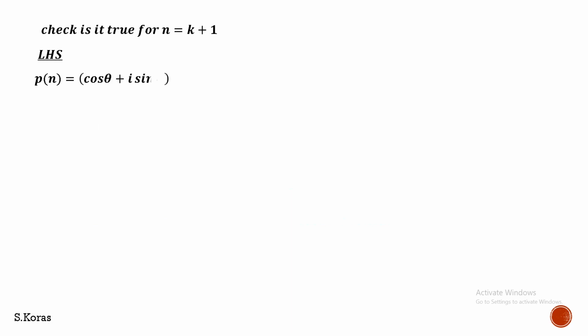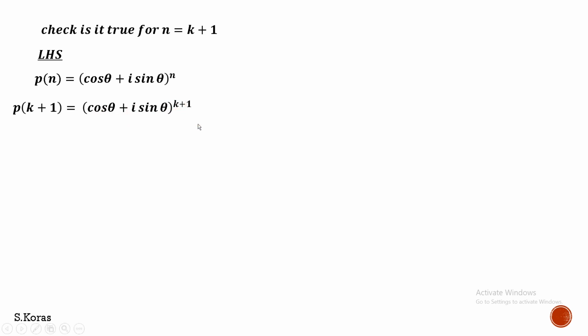Let's go to the left hand side, that is P of n is equal to (cos theta plus i sin theta) the whole power n. Now let us replace n by k plus 1. So P of k plus 1 is equal to (cos theta plus i sin theta) the whole power k plus 1. This is in the form a to the power m plus n, which can be written as a to the power m into a to the power n.